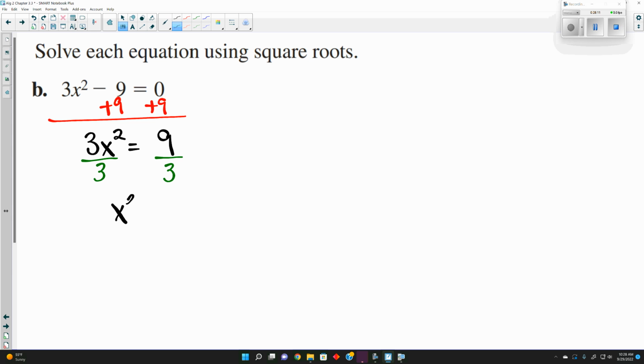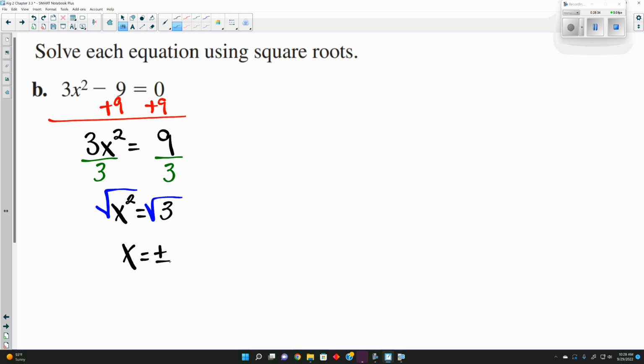Which tells us x squared is equal to, what do we do next? We square root both sides. Square root of x squared is equal to plus or minus. Can we take the square root of 3?